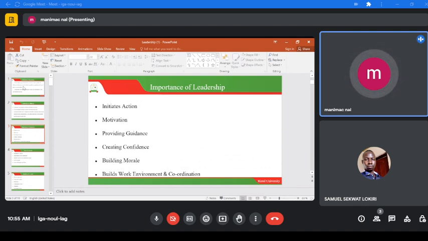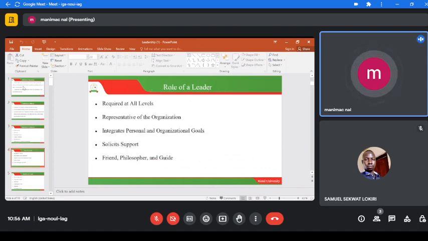Okay, they have to provide guidance such that we know what to do in case some individuals are seeking their guidance. Okay, they also have to create confidence, such that all other individuals know what they are supposed to have in terms of confidence in what they are doing. Okay. Furthermore, they also have to build morale in a way that it will help them to check on the behaviors of those individuals. They have to build trust. They have to build a very comfortable working environment, and also coordinate with other individuals.